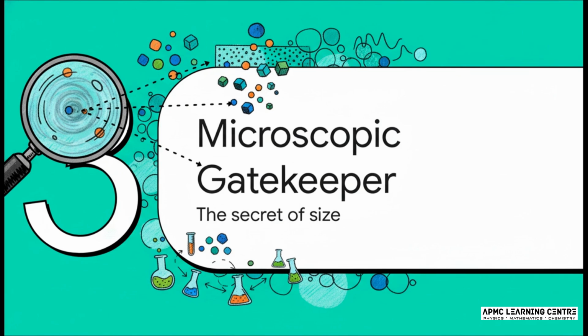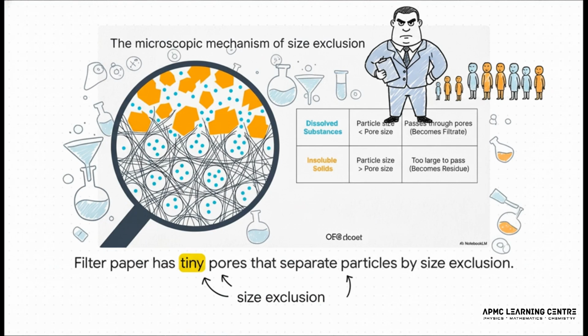So, how does the paper actually do this? Is it some kind of magic? Nope, it's actually way cooler than magic. It all comes down to one simple thing, size. And to really see what's going on, we need to zoom in. I mean, way in. And here it is. If you look at filter paper under a powerful microscope, you'd see it's not a solid sheet at all. It's a tangled web of fibers full of teeny-tiny holes, or pores. You can think of it like a microscopic bouncer at a club with a super strict policy. You must be this small to get in.